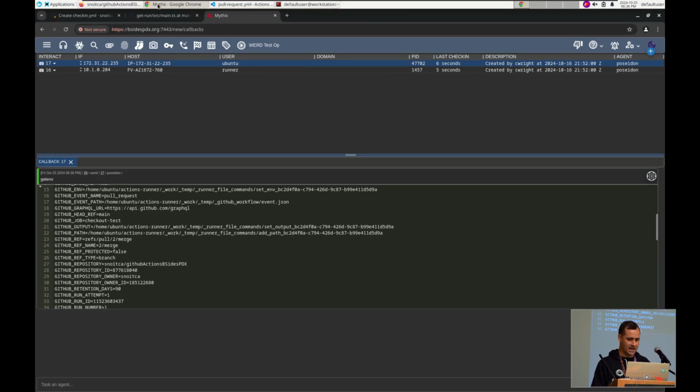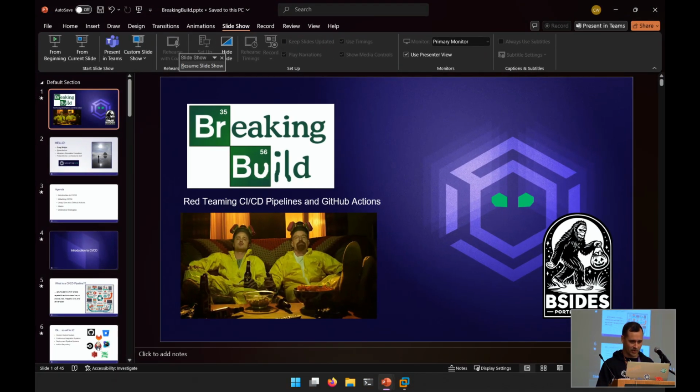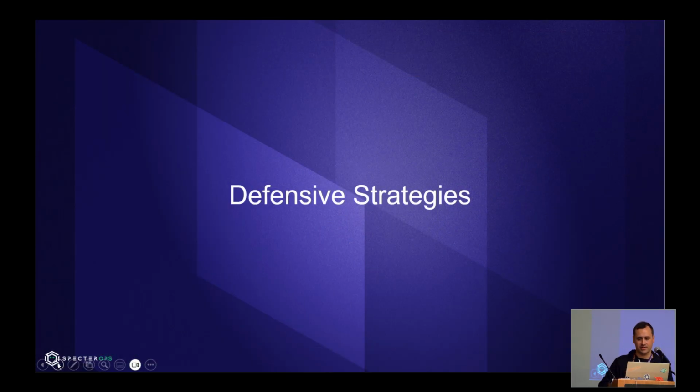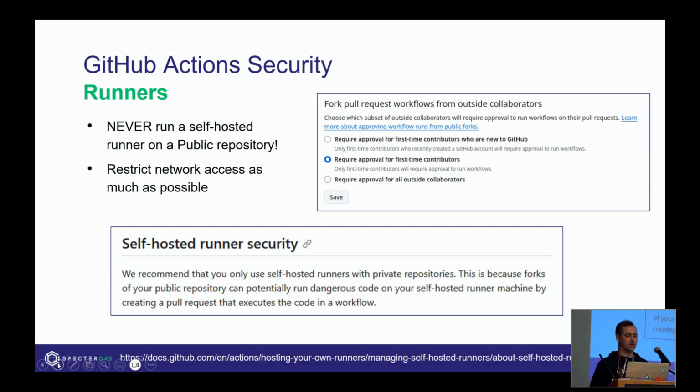Okay, so back to our presentation. Let's go. Defensive strategies. So first, don't run a self-hosted runner on a public repository. This is that default configuration I was talking about, where we require approval for first-time contributors. Only first-time contributors will require approval to run workflows. This is, in my opinion, an insecure default, and this should be changed. We should switch that over to this one, require approval for all outside contributors.